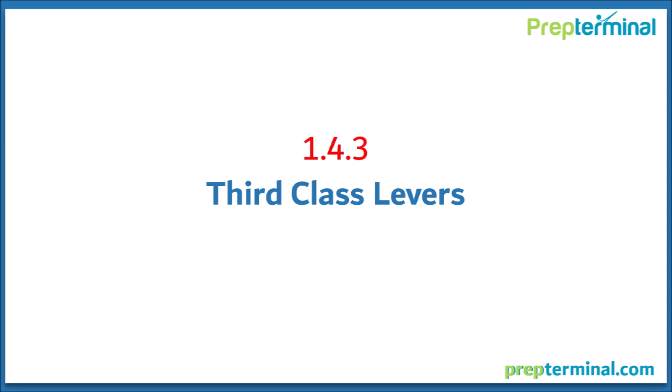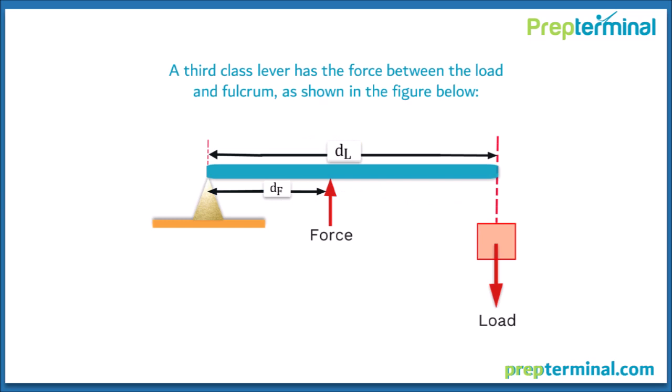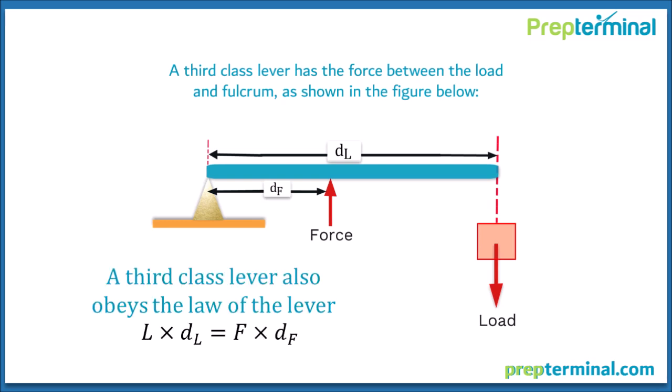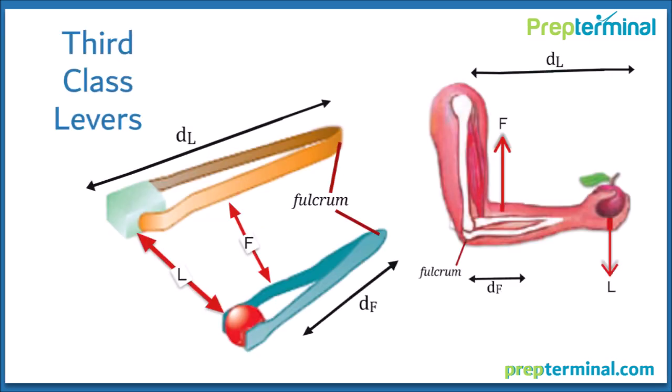(1.4.3) Third-class levers. A third-class lever has the force between the load and fulcrum, as shown in the figure below. A third-class lever also obeys the law of the lever: L times dL equals F times dF. Sugar tongs, tweezers, forearms, etc. are good examples of third-class levers.